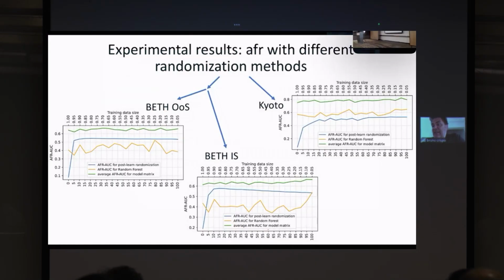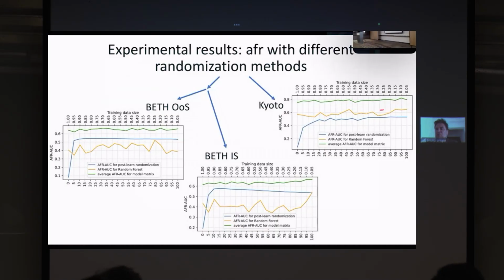In some other cases, like in the Kyoto, the random forest performs better than the post-randomization, but in all cases, our technique is much more robust against evasion attack, so it has an AFR that is higher than the other two. And these are interesting and promising results, because they essentially show that this technique provides a better resistance to evasion attack compared to the state of the art.